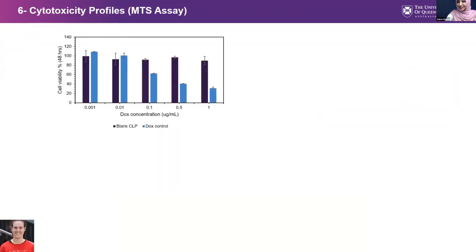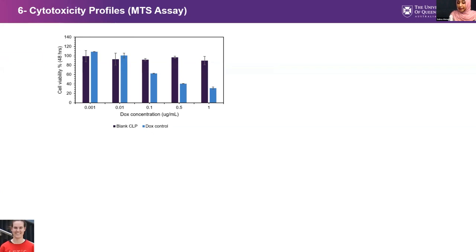And now the question is, how safe are these nanoparticles and how toxic are they? So to test this, we tried the control nanoparticles, the ones that don't encapsulate any drugs, and we found that they stay safe even at higher concentrations, which is exactly what we want for the nanoparticles. We want them to be non-toxic.